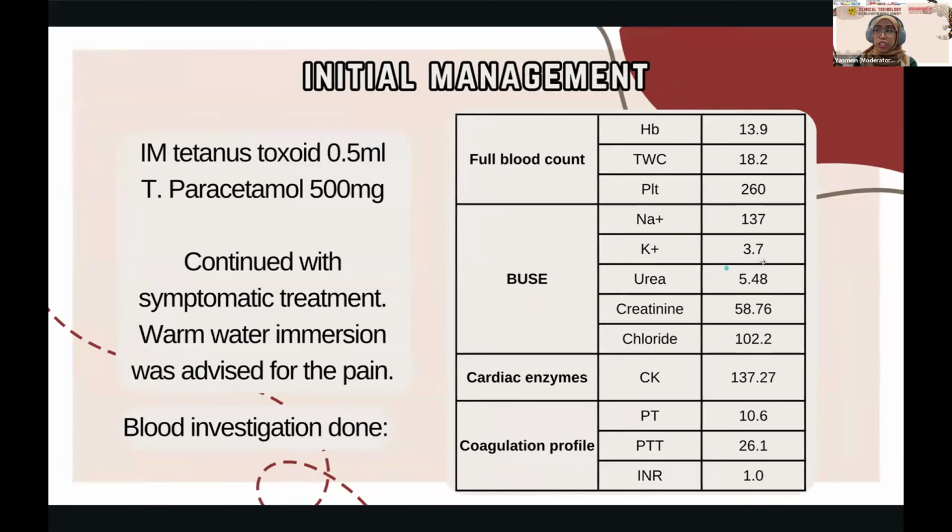And this was the initial management that had been done. Intramuscular tetanus toxoid of 0.5 milliliters was given. Tablet paracetamol was given as the analgesia, and he was continued on symptomatic treatment. Warm water immersion was done as it was advised for the pain, and these were the blood investigations done.